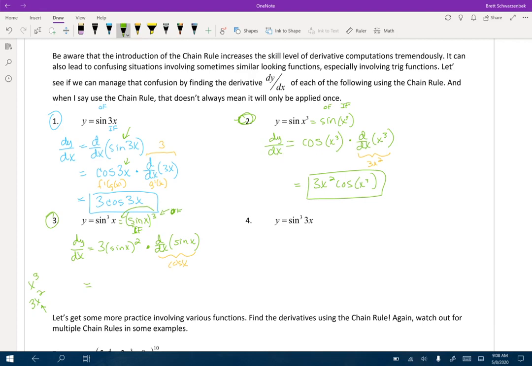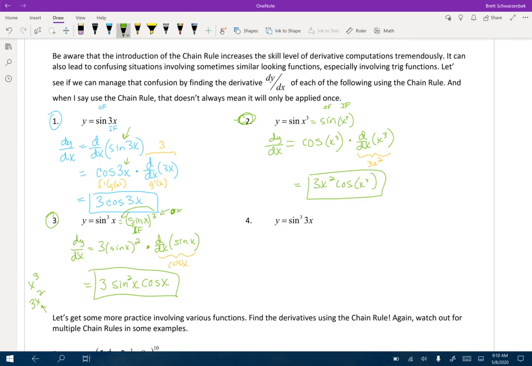So what would be ideal? We're going to get 3. We're going to change this back to where the exponent's supposed to go. Sine squared x, and we can leave cosine where it is in the problem. So look at this. The derivative of sine cubed x is 3 sine squared cosine. Very complex, but that is the derivative using the chain rule.